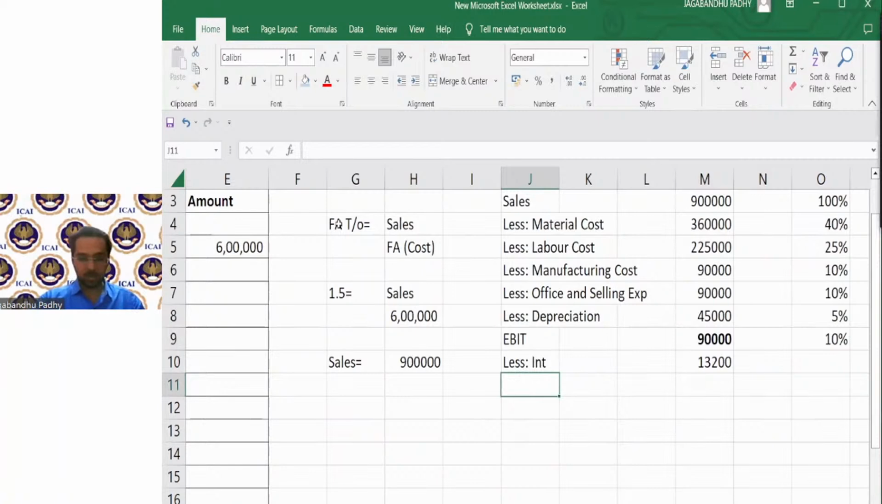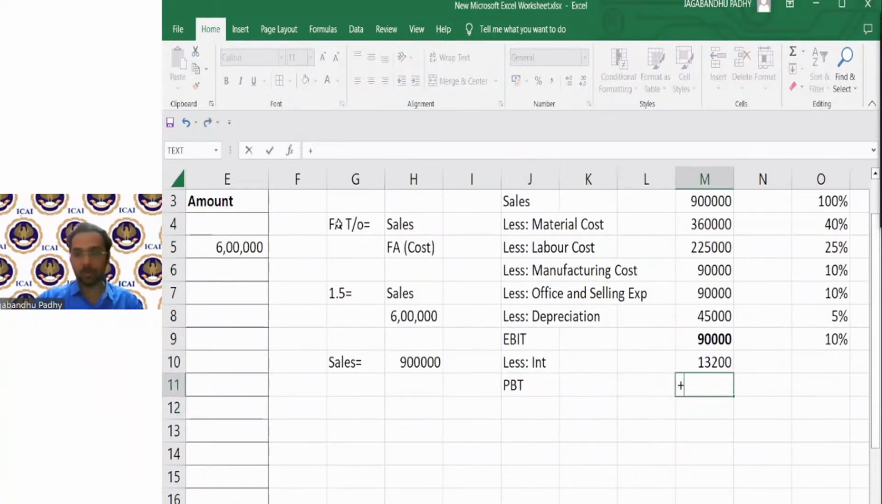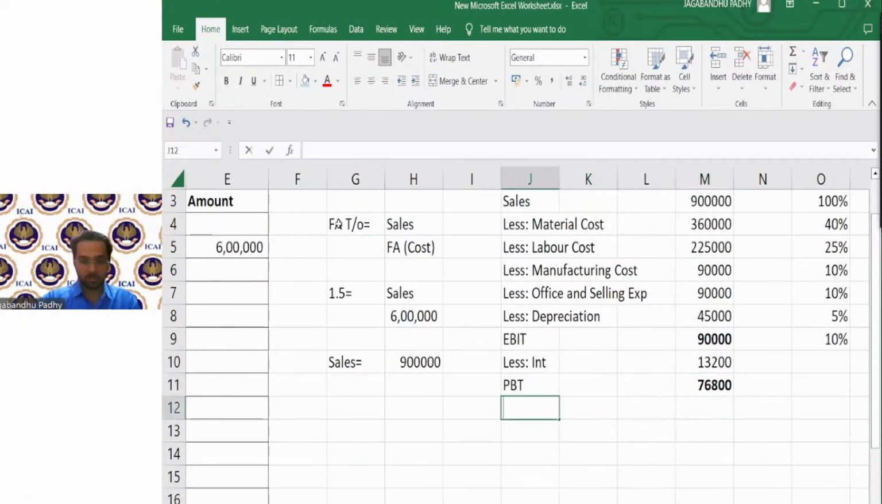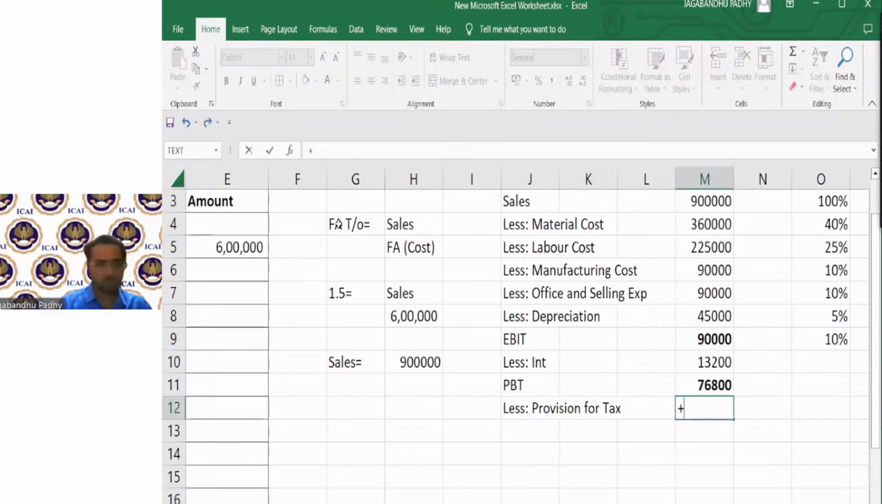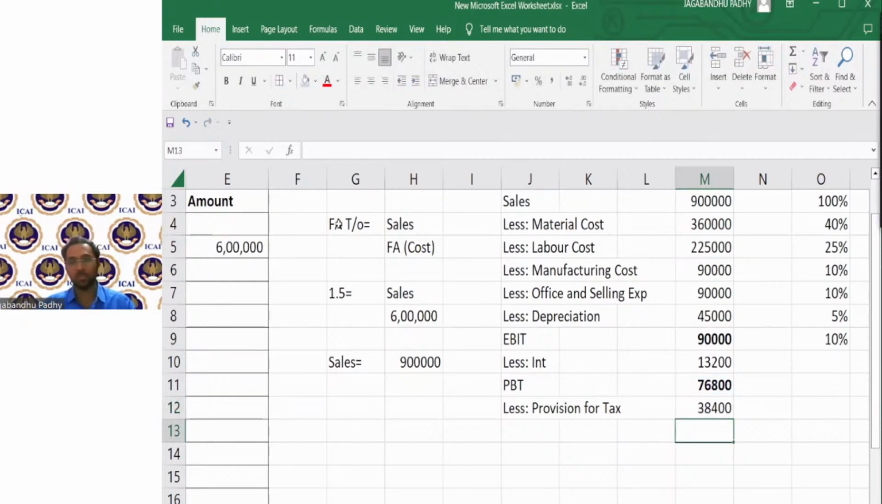Okay. So we get from this profit before tax. The profit before tax is 90,000 minus 13,200. 76,800 is the profit before tax. And from this we reduce the taxation to be specific provision for tax. The provision for tax and the tax rate, if you observe that given in the question, right, 50% will be tax rate. So this into 50% should be the tax rate.